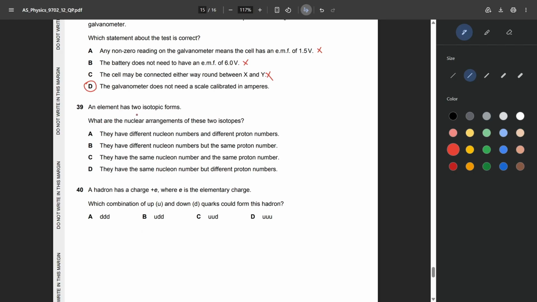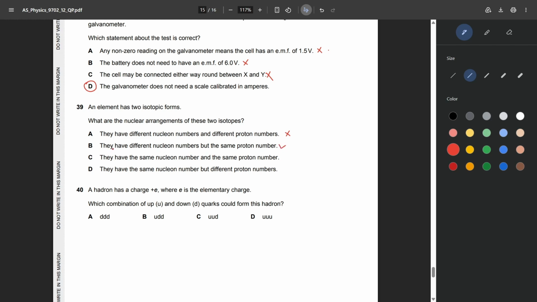An element has two isotopic forms. What are the nuclear arrangements of these two isotopes? Okay, isotope means the same proton number but different neutron number or nucleon number. Option A, they have different nucleon numbers and different proton numbers. Nope, they have different nucleon numbers but same proton number. Option B, they have different nucleon numbers but the same proton number.